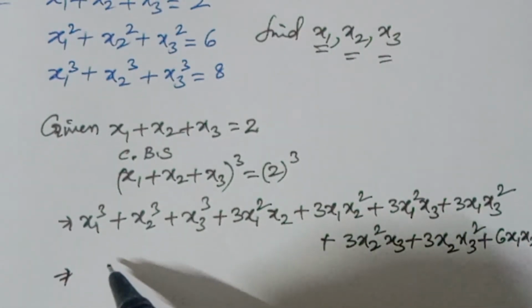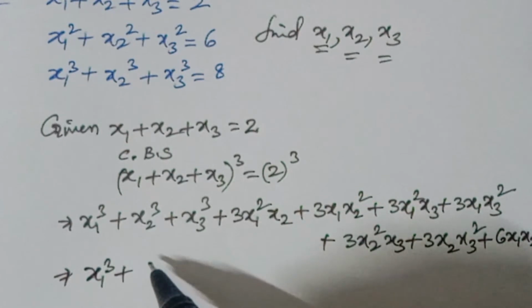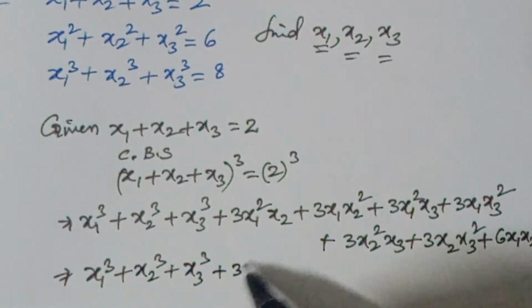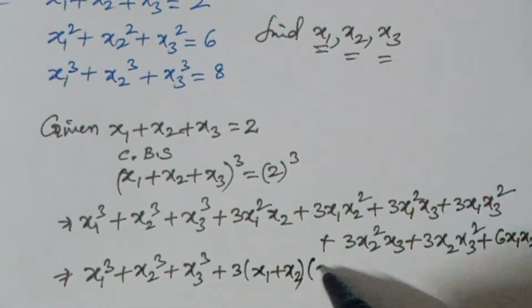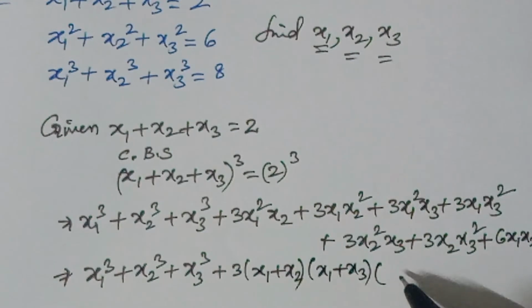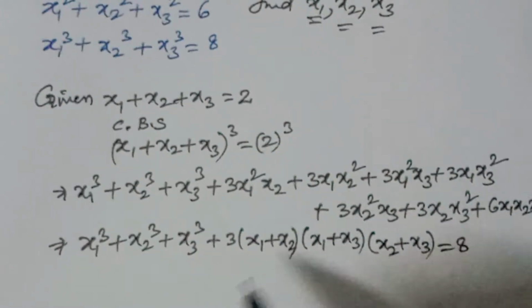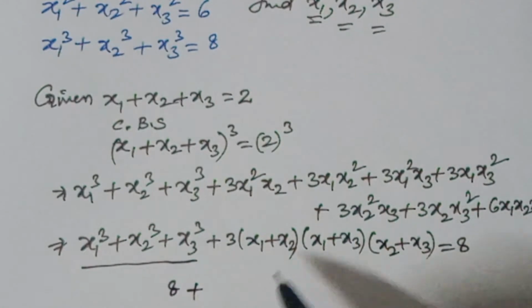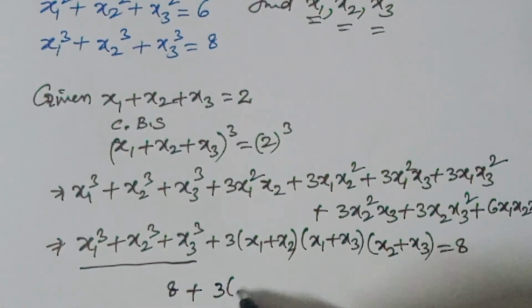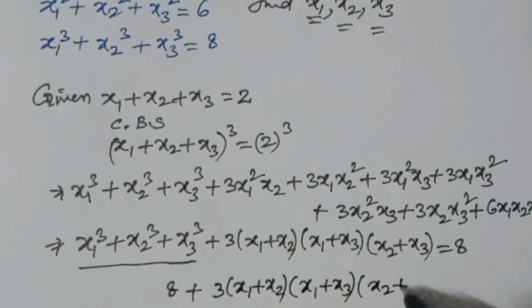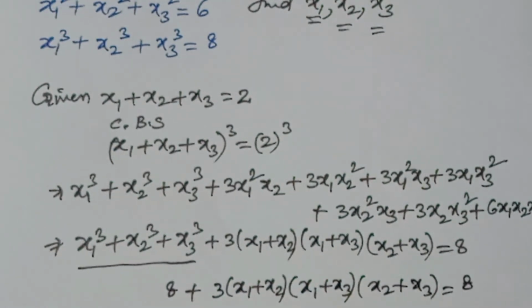So this can be written as x1 cube plus x2 cube plus x3 cube plus 3 times (x1 plus x2) into (x1 plus x3) into (x2 plus x3) is equal to 8. So here this value is 8. Given 8 plus 3 (x1 plus x2)(x1 plus x3)(x2 plus x3) is equal to 8.